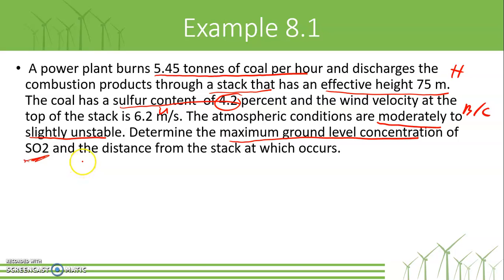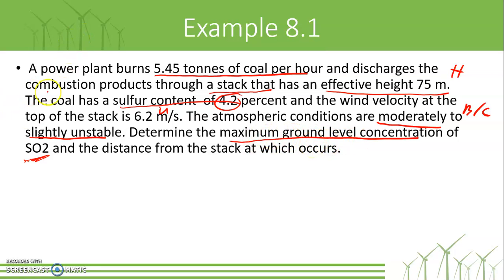Okay, hi guys. So let's continue on how to solve example 8.1. The question asks you to determine the maximum ground level concentration of sulfur dioxide only. From this total coal, you need to calculate how much sulfur dioxide there is. The question wants you to determine the maximum ground level concentration, which is C, and the distance from the stack at which it occurs. This is the keyword: maximum ground level concentration.